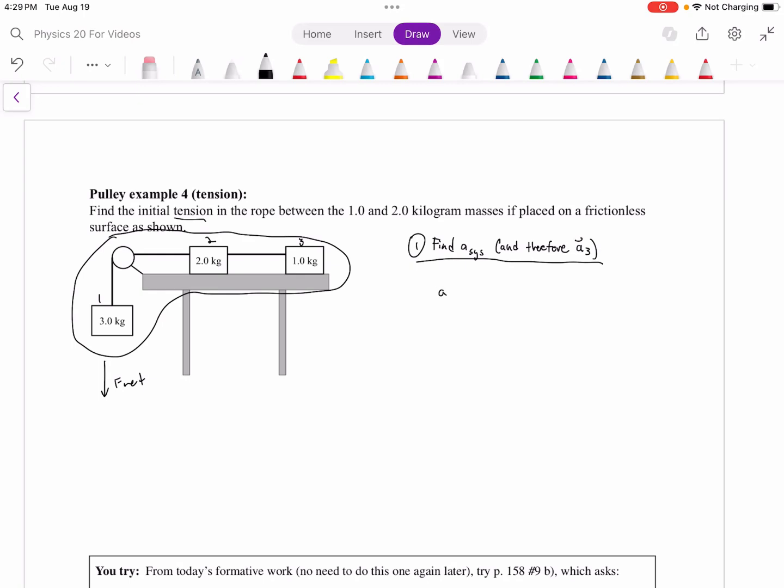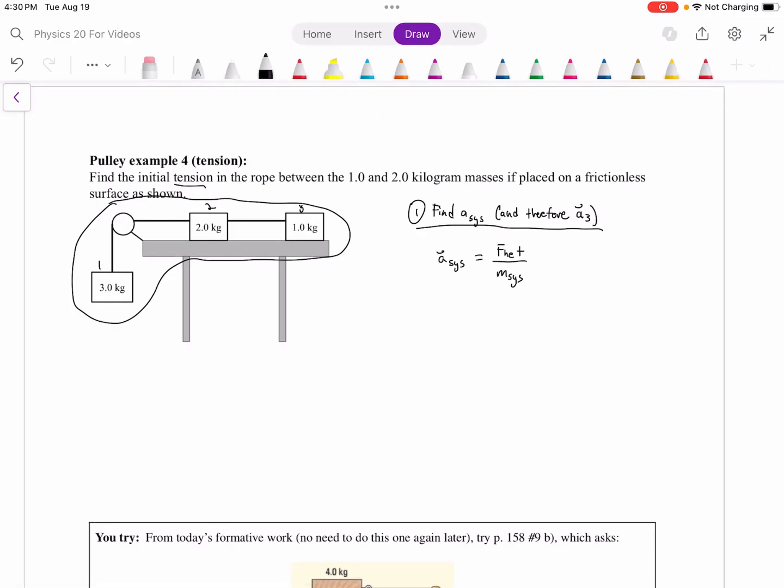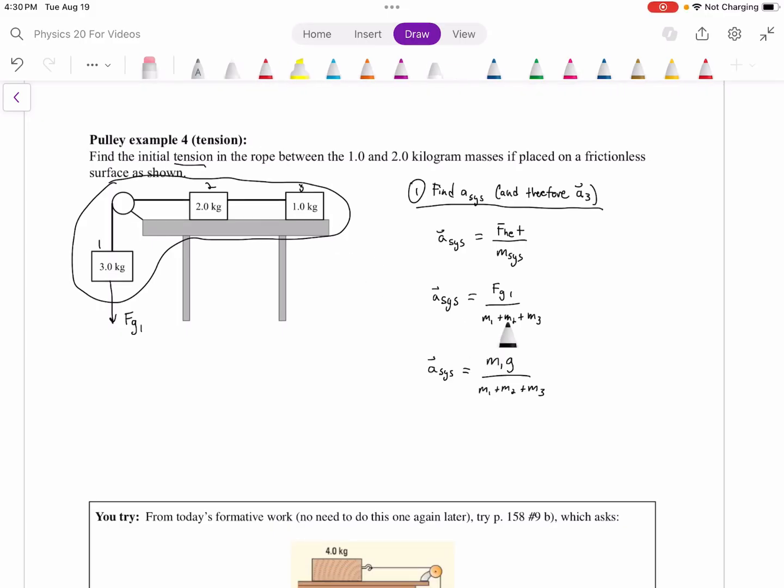So just like before, the acceleration of the system is equal to the net force acting on the system divided by the mass of the system. And since there's no friction, the net force acting on this system is just the force of gravity from mass 1. So F net is just Fg1, and the mass of the system is just m1 plus m2 plus m3. Okay, and Fg1 is just mass 1 times g, acceleration due to gravity. I'm going to make it positive because that's the direction the system is trying to move. So I'll put a positive 9.81 in there.